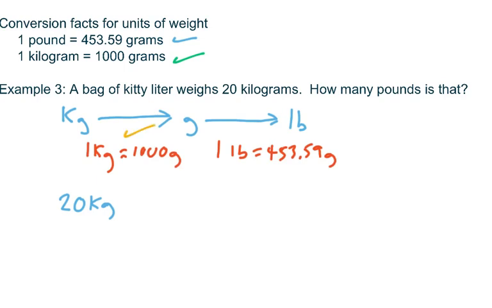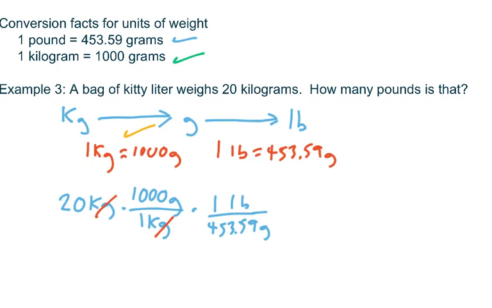Using this fact on the first step of my chain, I need the kilograms to divide out. Those are the old units I want to get rid of, and the grams to take their place. That would happen if I put 1,000 grams on the top and 1 kilogram on the bottom. And notice that that would do it. The kilograms would divide out. And then for the final step, I need the grams to divide out. So let's put 1 pound in the numerator and 453.59 grams in the denominator. So I can see the grams dividing out and leaving me with pounds.